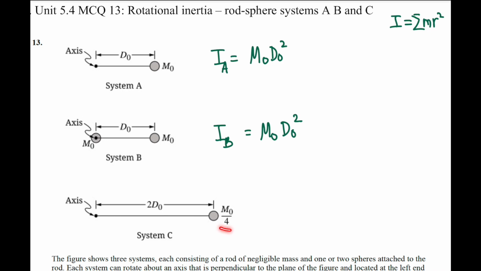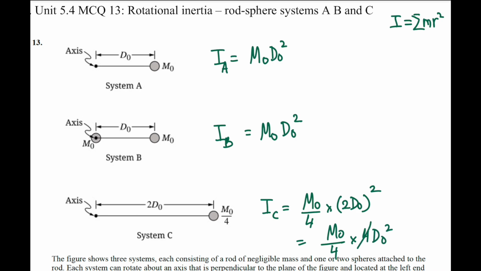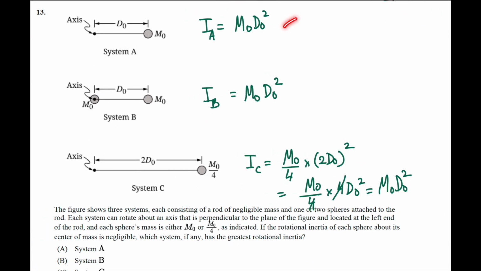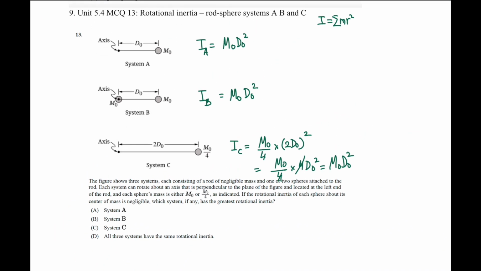For system C, we have got one mass and the distance is given to us, so let's just do that. IC equals m0 over 4 multiplied by 2d0 square, which is m0 over 4 multiplied by 4 d0 square. 4 and 4 get cancelled. I get m0 d0 square. We can see that all the moments of inertia are equal to each other, and we have that option here: all three systems have the same rotational inertia.